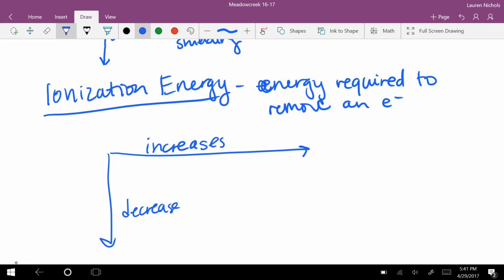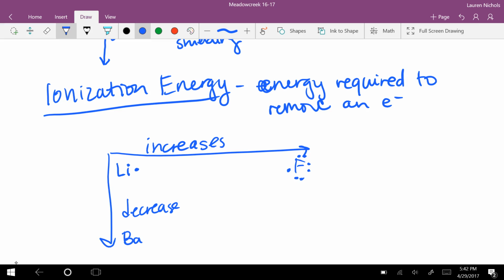Now, the reason why it goes up across, if I get to fluorine, where I have 7 valence electrons, I really want to gain an extra electron, I want that 8th electron. So that means in order to take one of my 7 away from me, you're going to have to put in a lot of effort. Whereas lithium, which only has 1 valence electron, is basically giving its electron away. It wants you to take it. So it has a very low ionization energy.